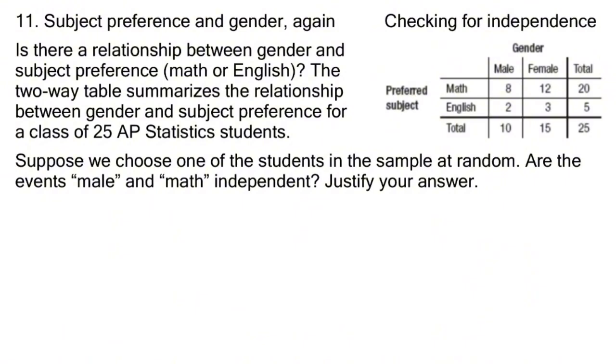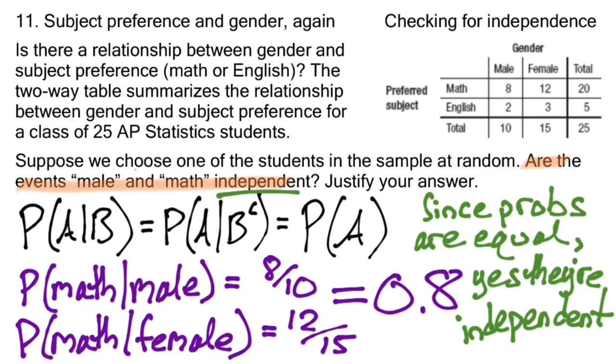The two-way table summarizes the relationship between gender and subject preference for a class of 25 AP Statistics students. Suppose we choose one of the students at random. Are the events male and math independent? Here's the answer. So we start by doing our probability calculation. Are the events male and math independent?